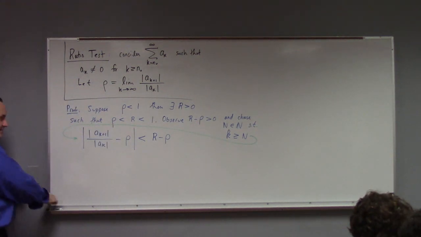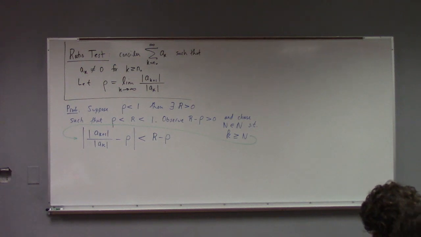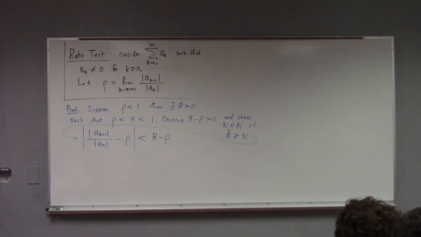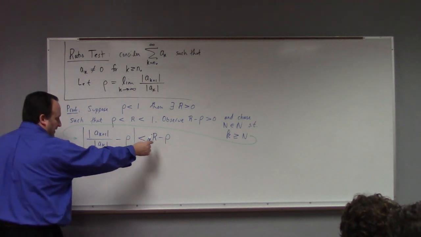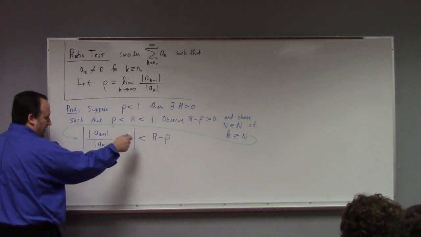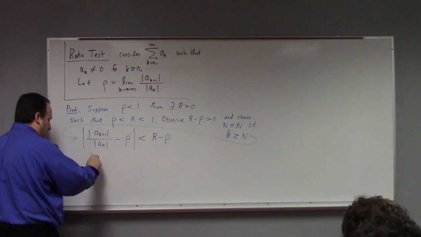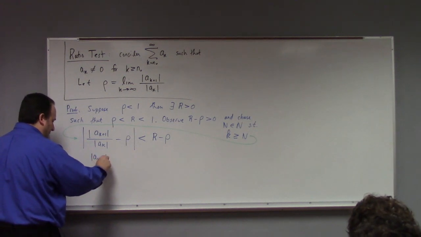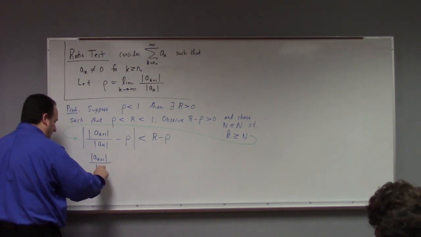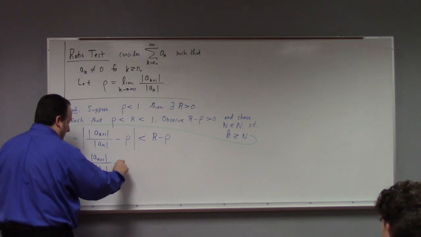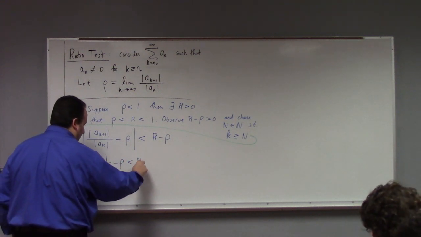Great, then what? What does this mean? Whenever you have an absolute value inequality, you get two things: minus the number below it, and that number above it. Let me just get the one that's interesting. We get the absolute value of a sub k plus 1 over the absolute value of a sub k, minus rho, is less than r minus rho.